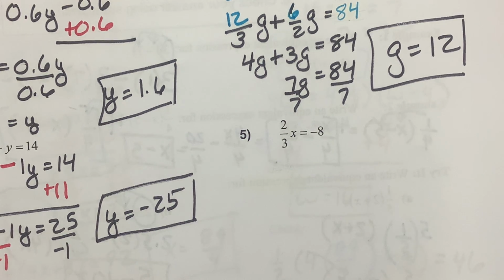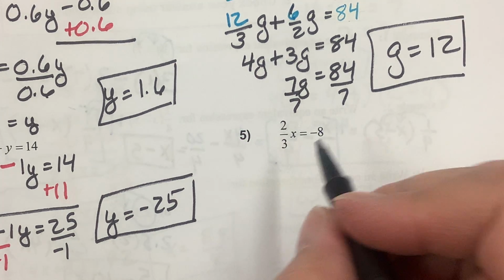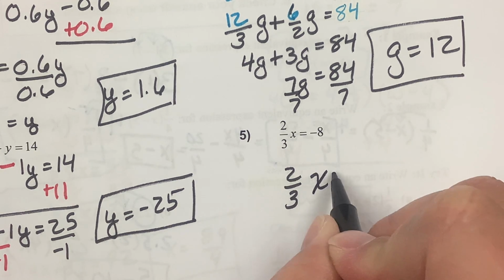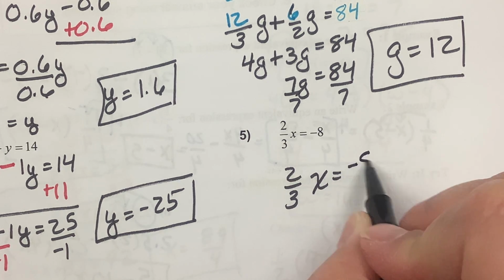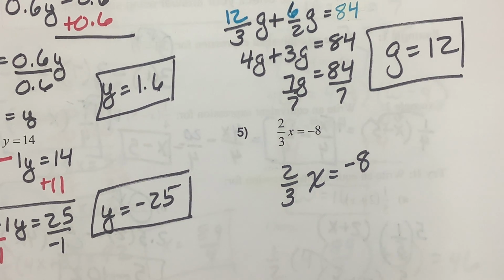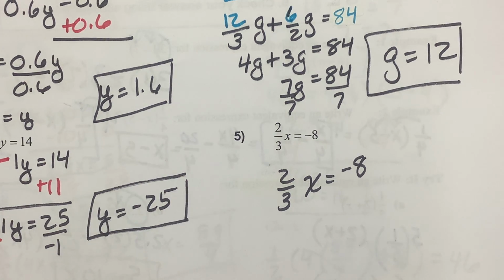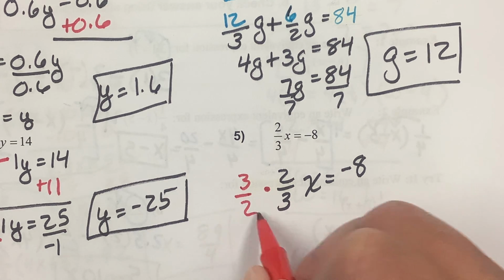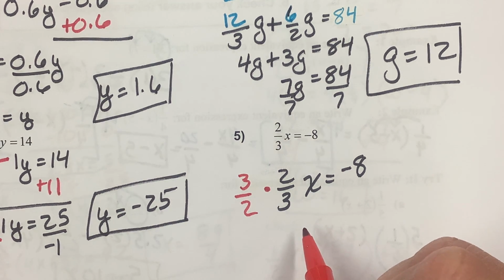Okay, now to solve this. I can't combine like terms here either, so I'm just going to solve it. 2/3 x equals negative 8. All right. I am going to use the inverse of 2/3. Well, what's the inverse of 2/3? You just flip it over. Times 3 over 2.